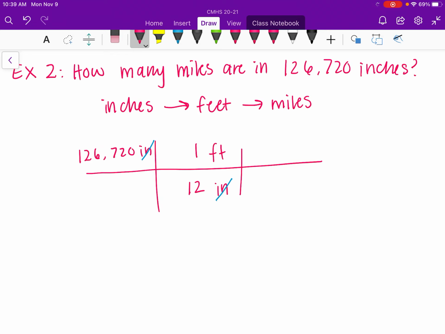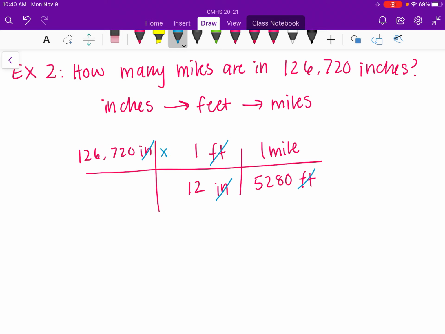We have feet, we don't want feet, we want miles. So the next one, we go from feet to miles. How many feet are in 1 mile? 1 mile is 5,280 feet. And since we have feet on the top, feet on the bottom, they now cancel out as well. So now we just have miles.